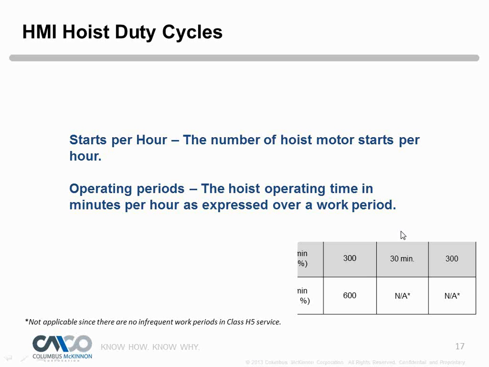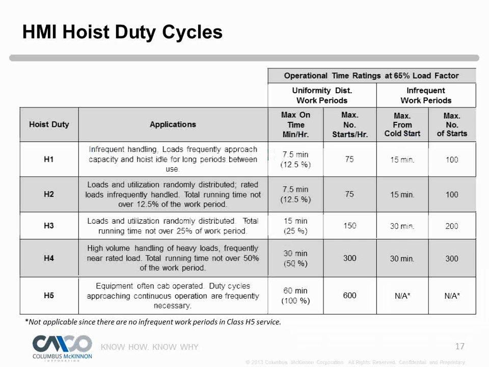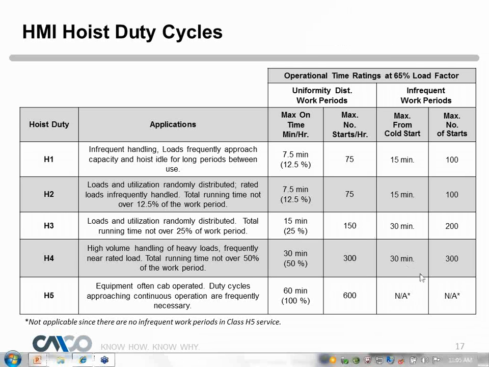So here listed are the duty cycles produced by the Hoist Manufacturers Institute. And you can see H1 through H5. Columbus McKinnon electric hoists are rated at an H4. And that's for high volume handling of heavy loads, frequently near the rated load, total running time of not over 50% of the work period.